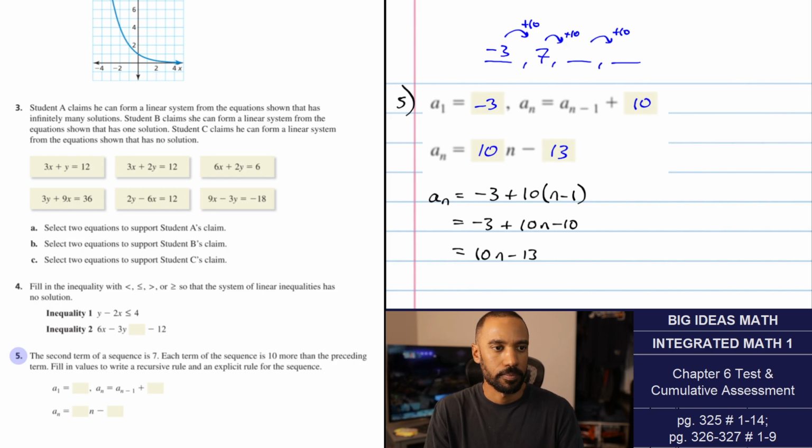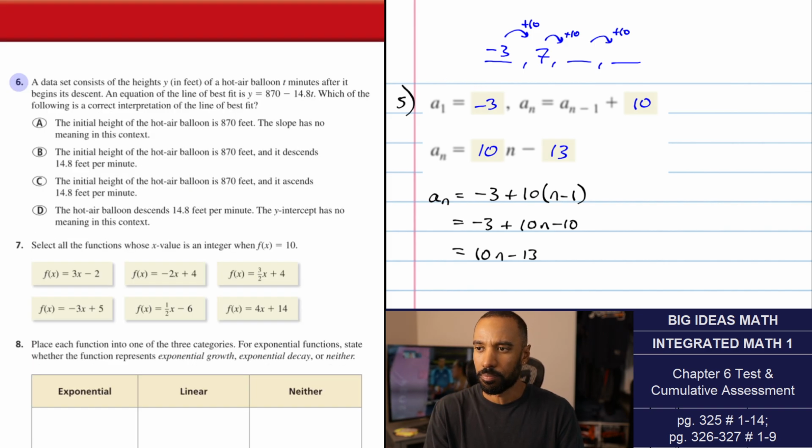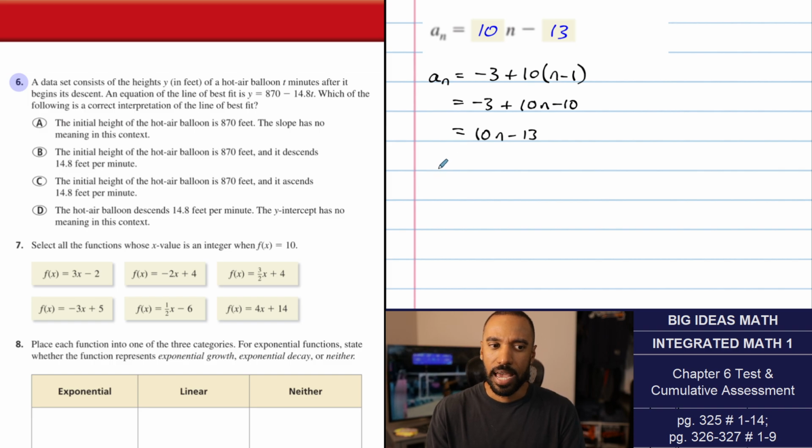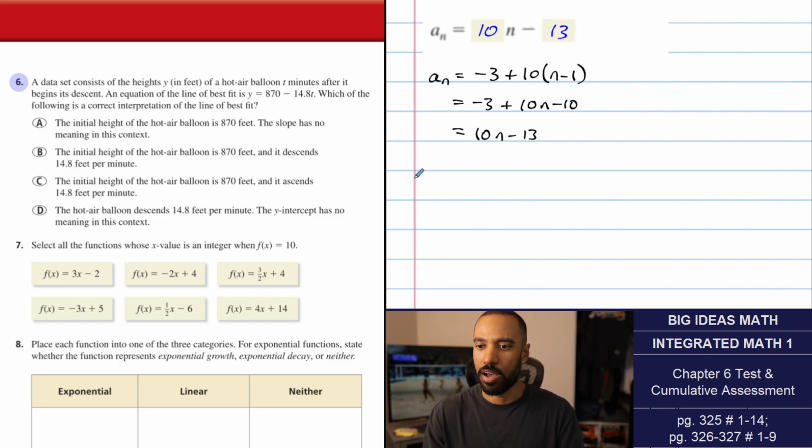All good to go. 4 more questions. Number 6. A data set consists of the heights y in feet of a hot air balloon, t minutes after it begins its descent.